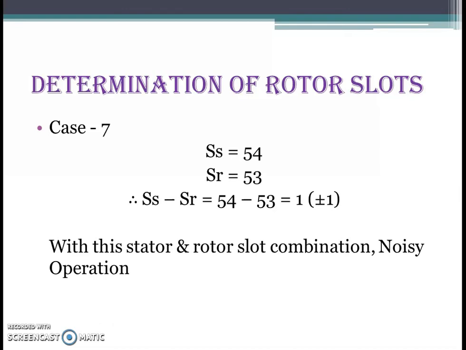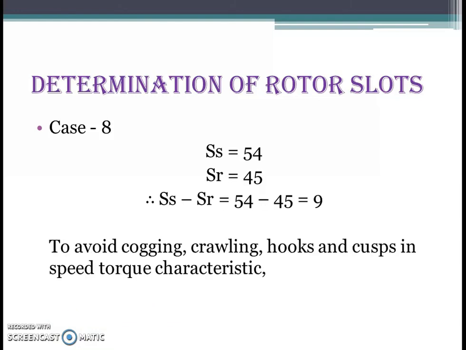Then case number 7, stator slots 54, rotor slots 53. The difference of stator and rotor slots, that is 54 minus 53, is equal to 1, and that is plus minus 1. So the plus minus 1 combination is also not possible. With this stator and rotor slot combination, again noisy operation will be possible, and hence this combination is also rejected.